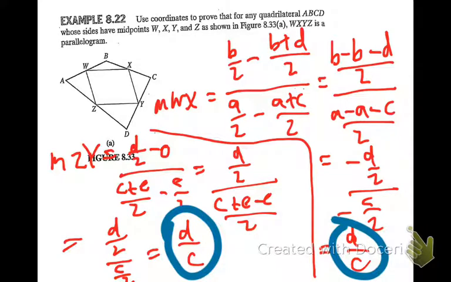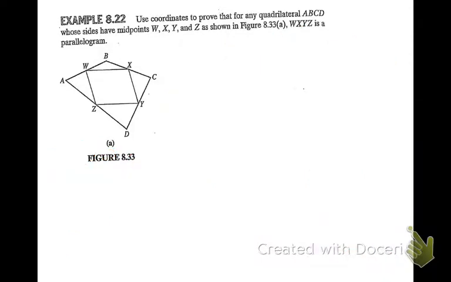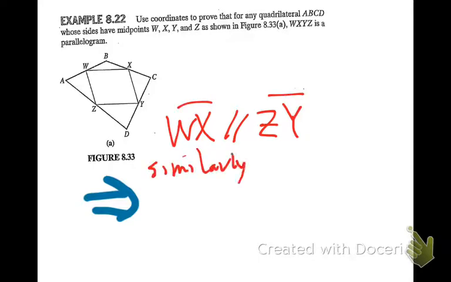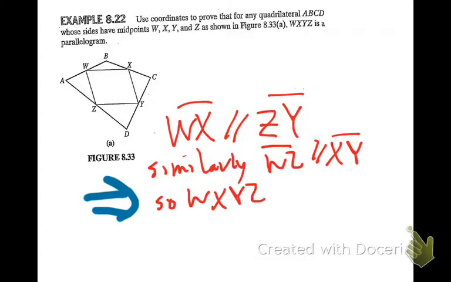Make sure everybody has that. Anybody still writing? Everybody have everything written down? Okay, so because those two slopes are the same, it would follow that WX is parallel to ZY, and similarly WZ is parallel to XY. So WXYZ is a parallelogram.